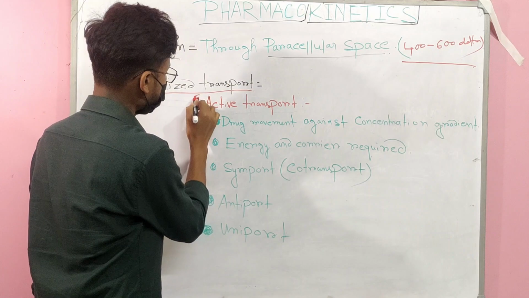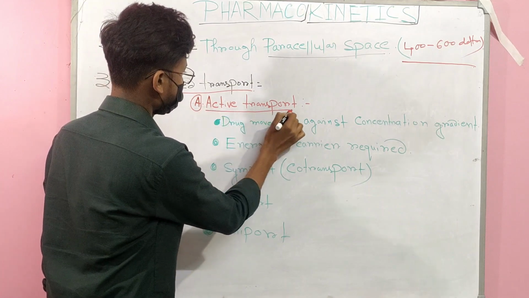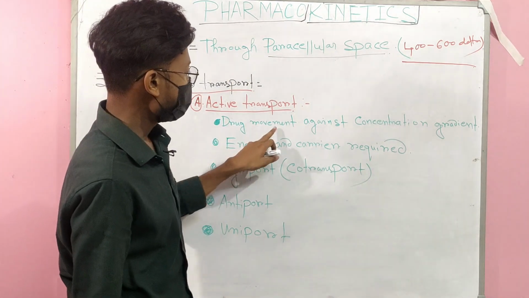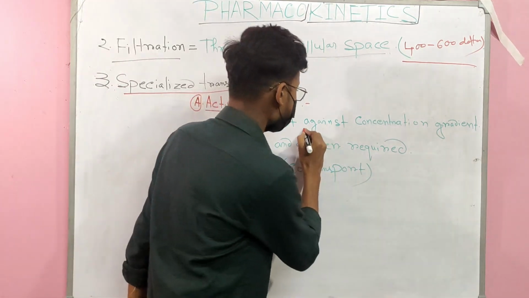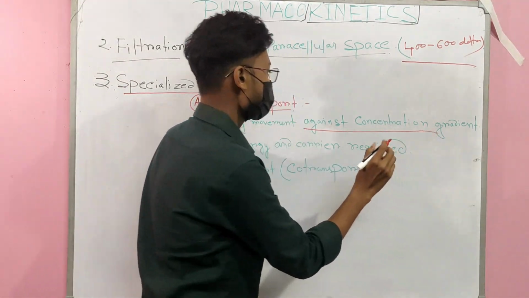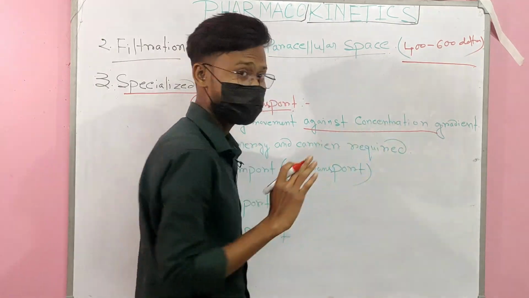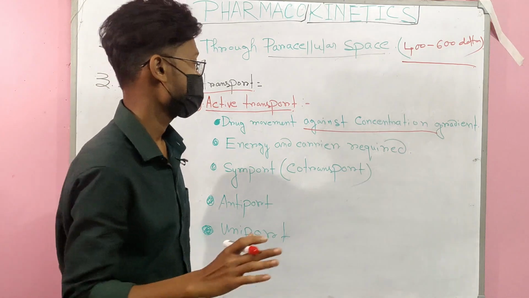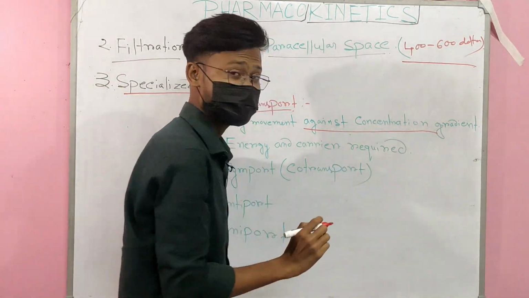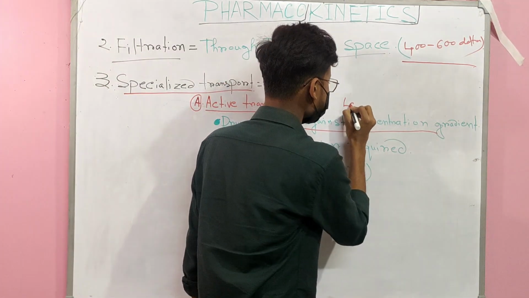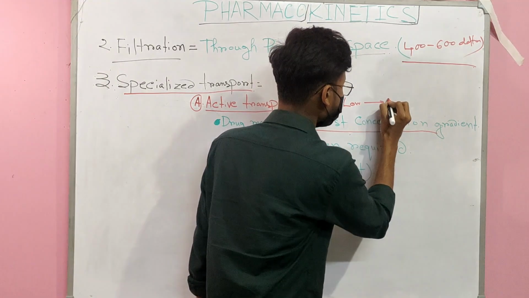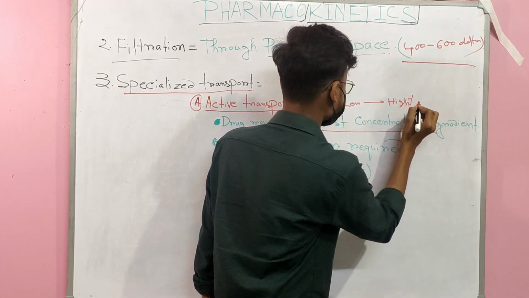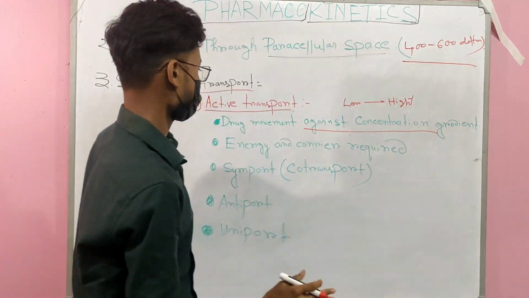Then specialized transport. The first one is active transport. In active transport, drug movement is against the concentration gradient. Concentration gradient means high concentration to low concentration, and against concentration gradient means low concentration to high concentration.